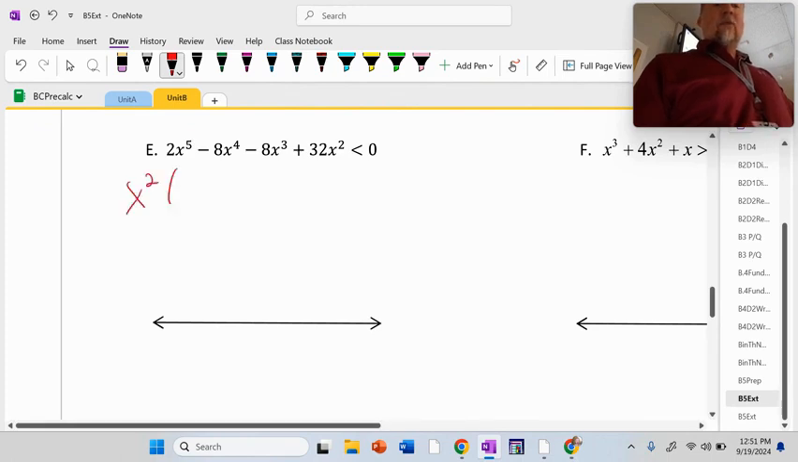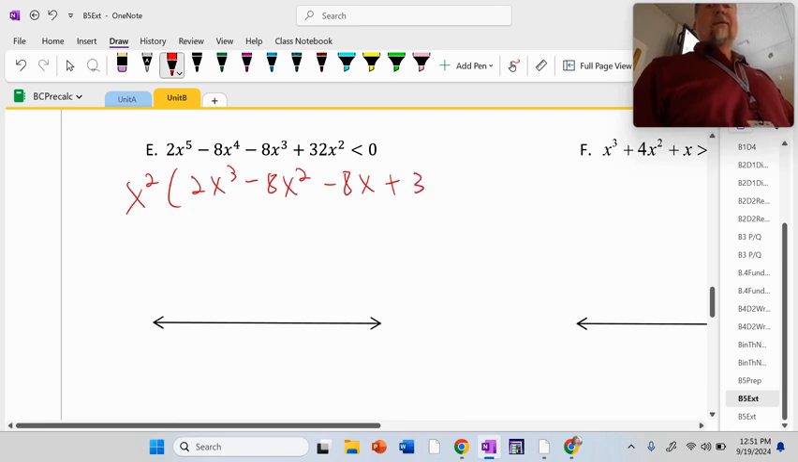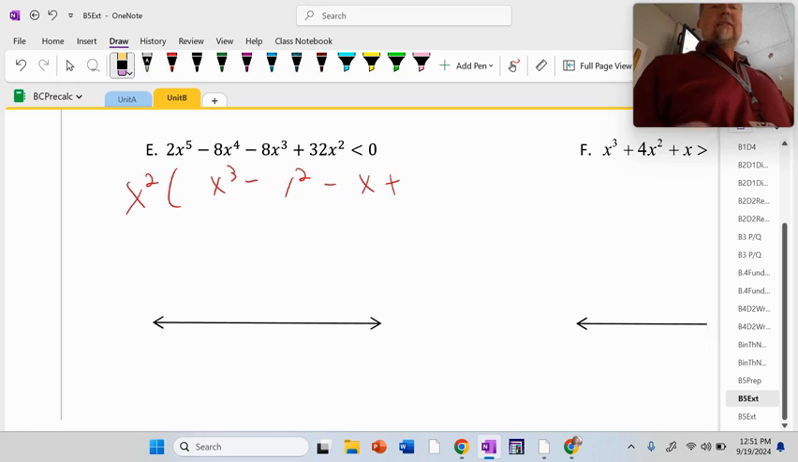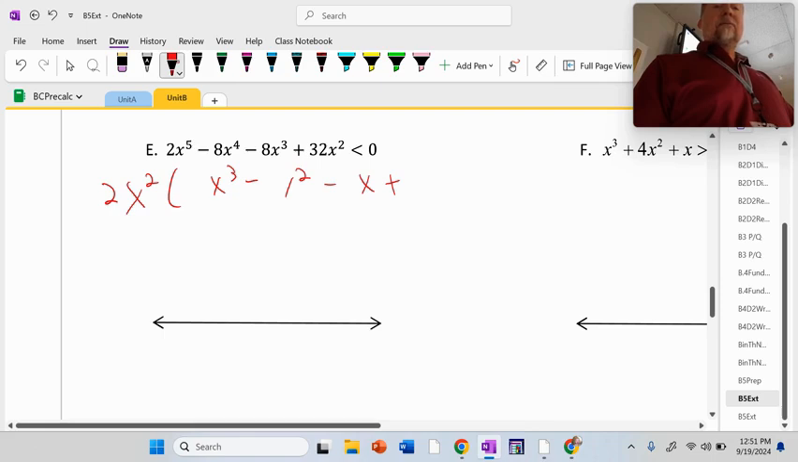Okay, I pull out an x squared, and then I have 2x cubed minus 8x squared minus 8x plus 32. Wrong. What should I have pulled out? 2x cubed. That would have made my factoring easier. My bad, dogs. And then this is 4x squared, 4x, and then 16.